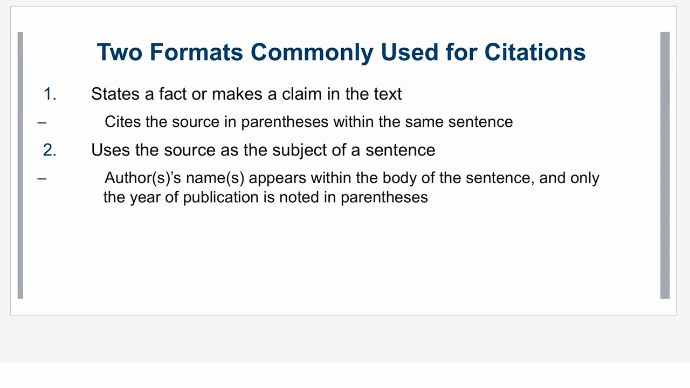There are two formats commonly used for citations. Either you're stating a fact or making a claim in the text, and you cite the source in parentheses at the end of that sentence, which a lot of you have seen. We'll show examples of that in a second. The second format is when the author, or the source, is used as the subject of the sentence. So James, that's the author's last name, found that such and such, or Smith found that such and such. And the year would be in parentheses after the last name.